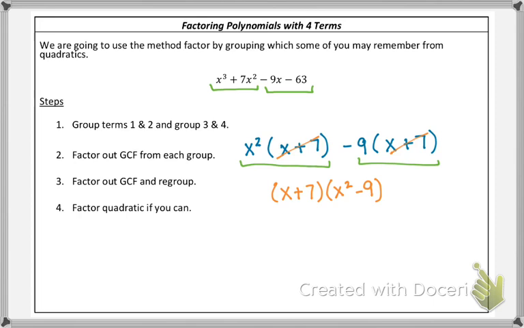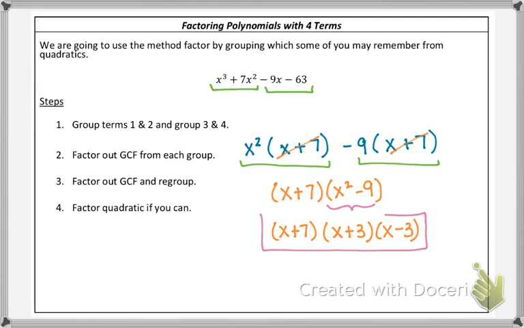Like in this case, we have x squared minus 9, which is a difference of 2 squares. This is a quadratic that can be factored further into x plus 3 and x minus 3. That was one of our special cases. X squared minus 9 can be factored into x plus 3, x minus 3.